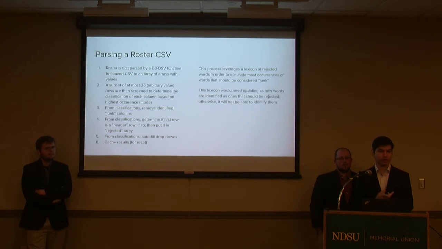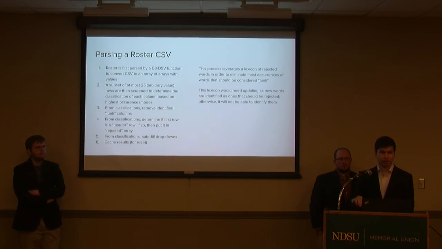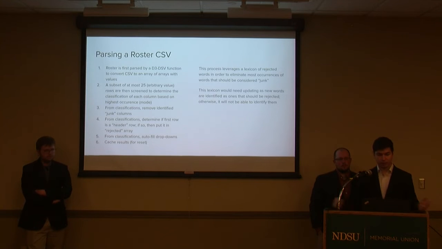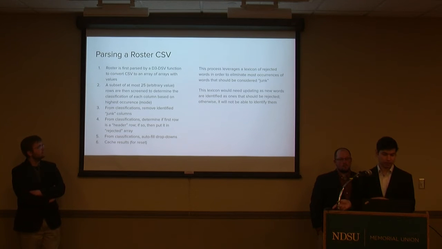So I had to manually identify each one, and then from that I used the highest occurrence, or the mode, in order to figure out what it is. So if most of these are one thing, then I'm going to say it's this thing. So that's how I classify them. And then from the classifications, I remove the junk columns. I remove the header row, and I put it in the rejected array. And then I autofill the dropdown.